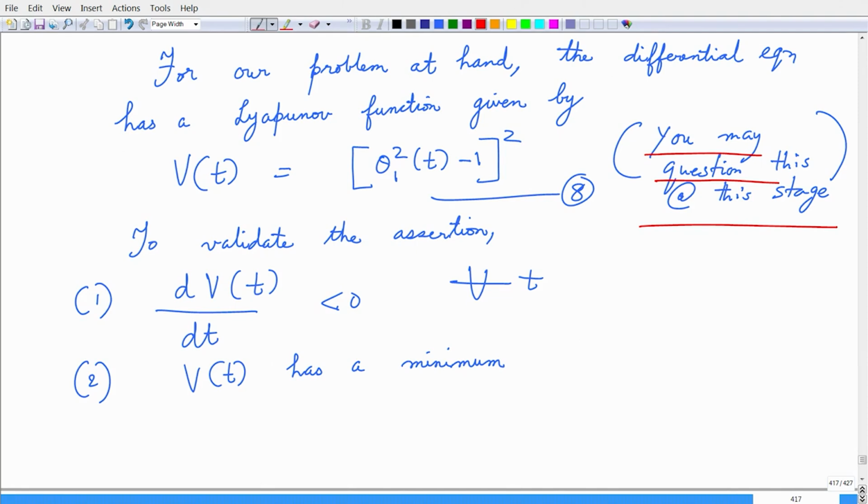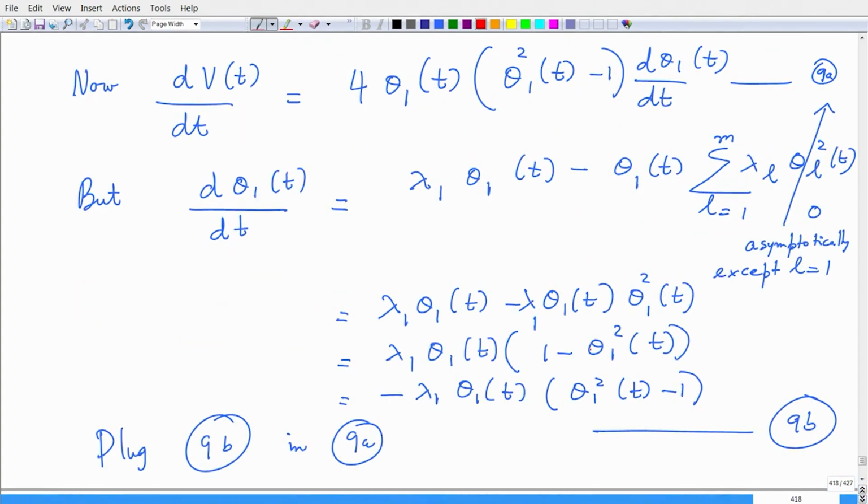Now the first condition is dV of t upon dt is less than 0 for all t, and V of t has a minimum, right. We need to validate these assertions. So let us compute the derivative.